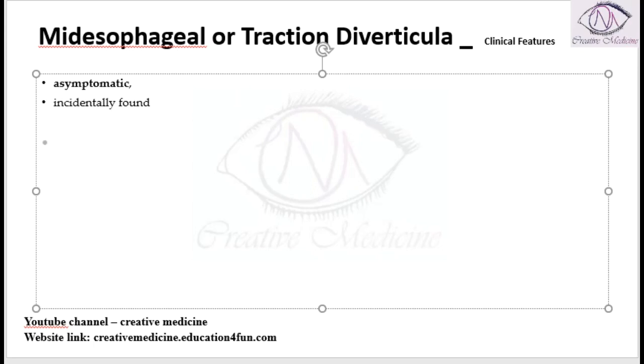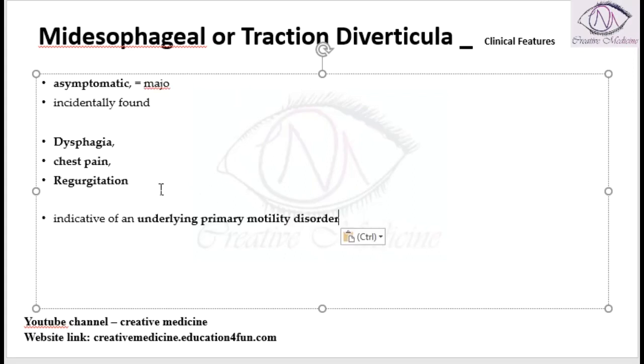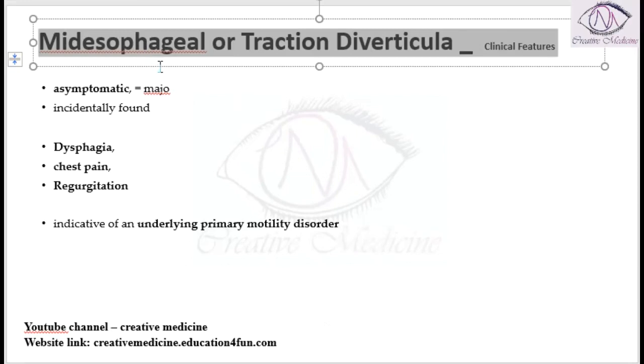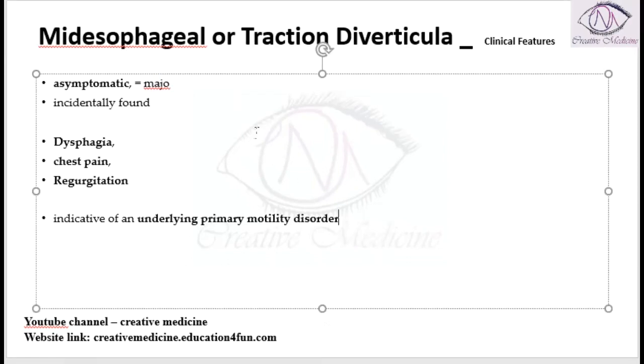But the patient can also have some symptoms. The majority of patients are asymptomatic, but some patients might also present with dysphagia, chest pain, and regurgitation. Actually, these symptoms like dysphagia, chest pain, and regurgitation indicate that some underlying primary motility disorder is responsible for these clinical features of the mid esophageal or traction diverticulum.